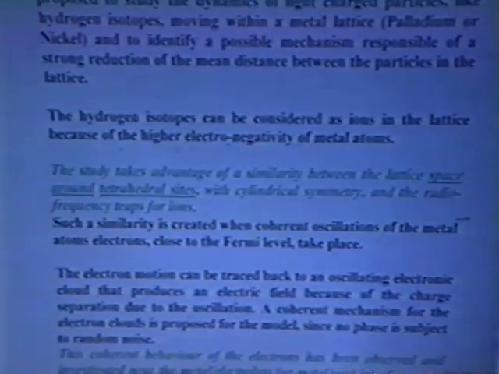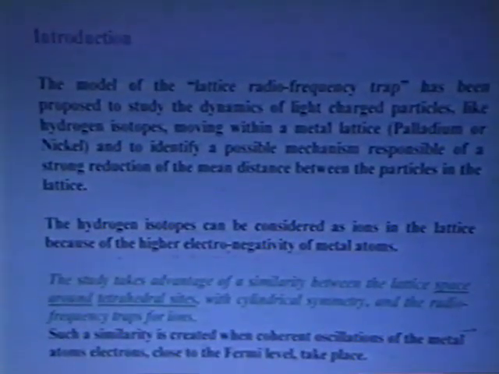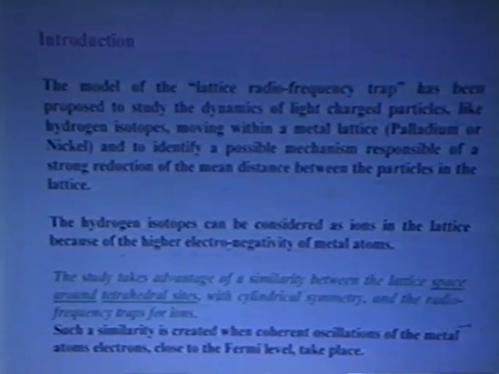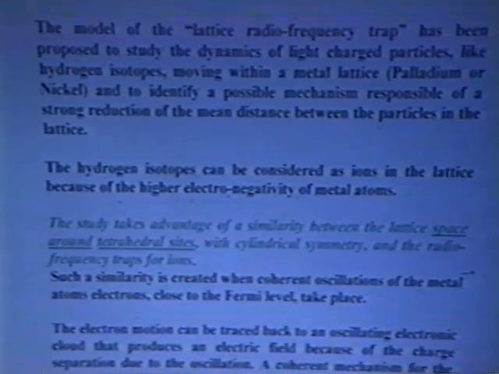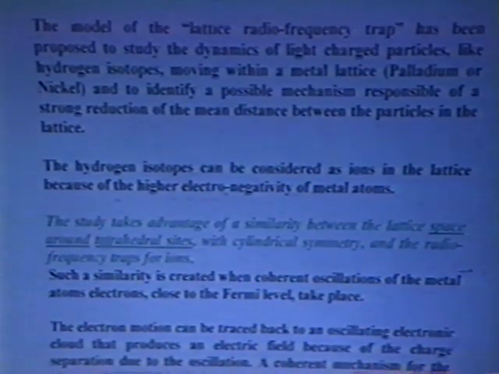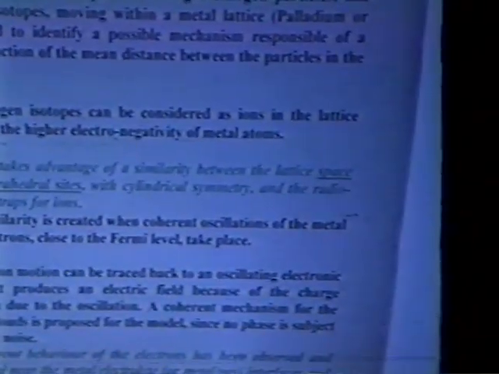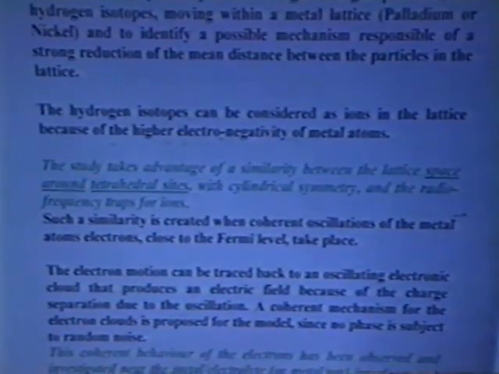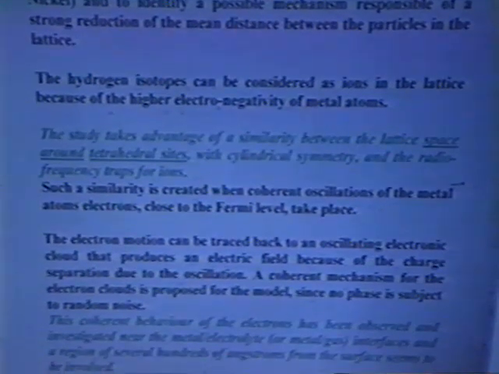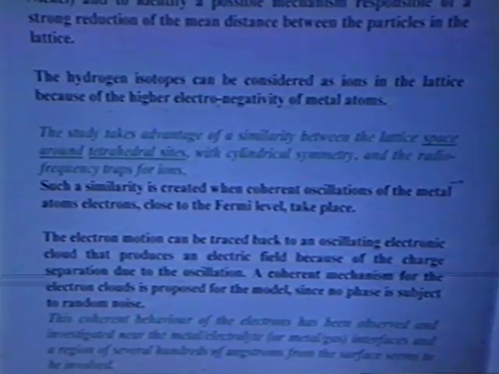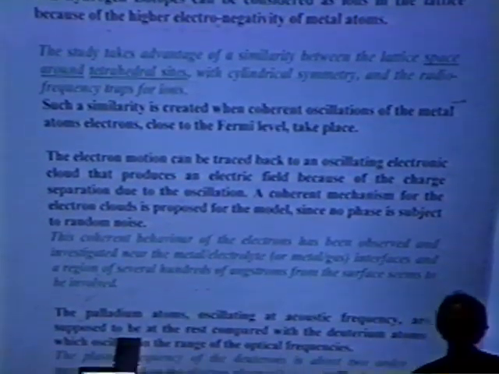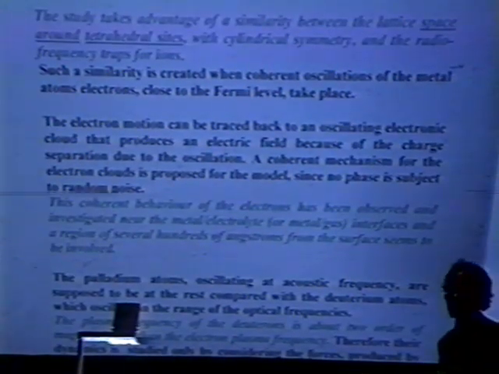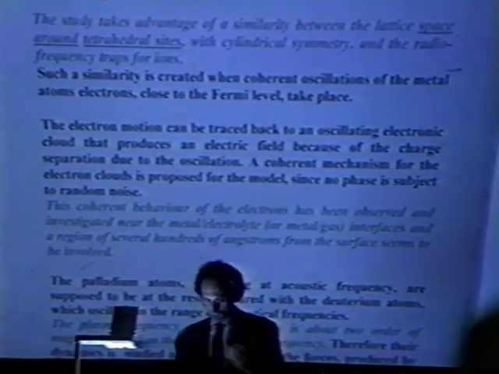The model we developed takes advantage of the similarity between the lattice region around the tetrahedral sites and radiofrequency confining traps for ions. We can consider hydrogen isotopes in the lattice as ions because their electron is mainly in the deep bands of the palladium or nickel atoms due to the chemical bonds.